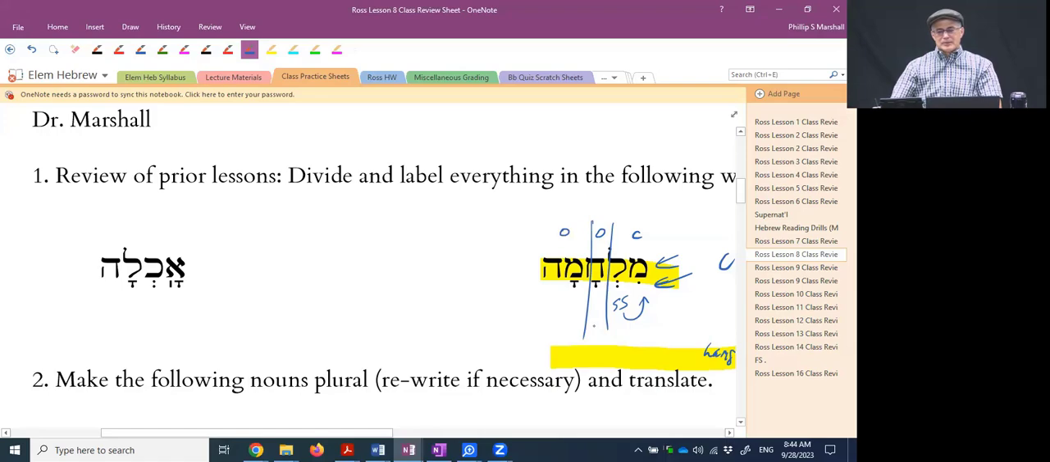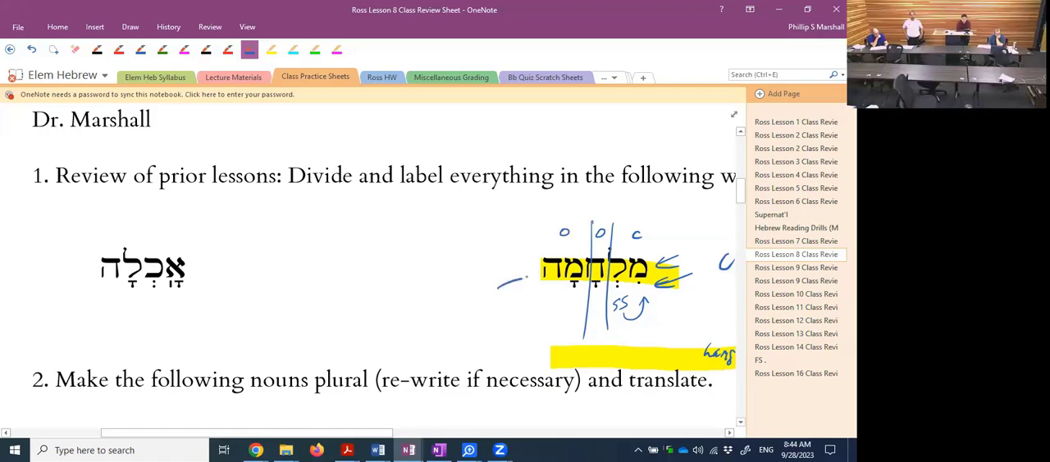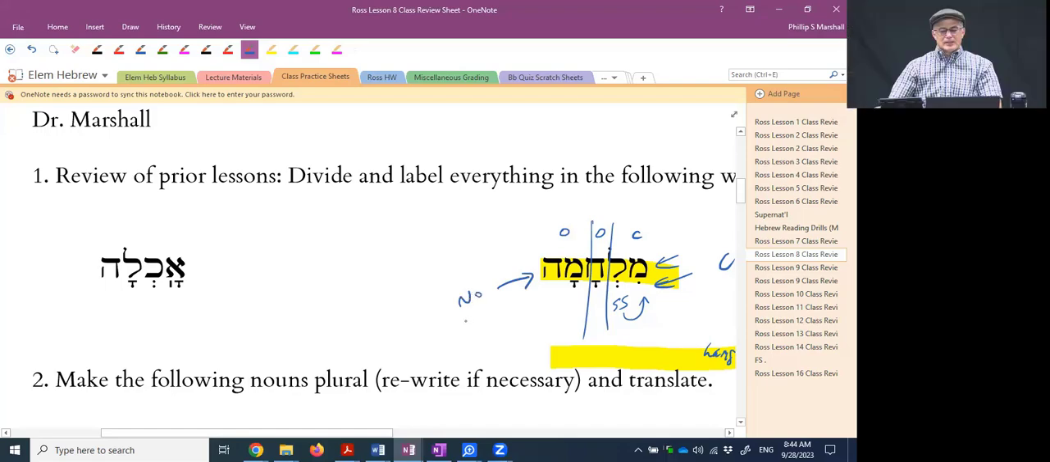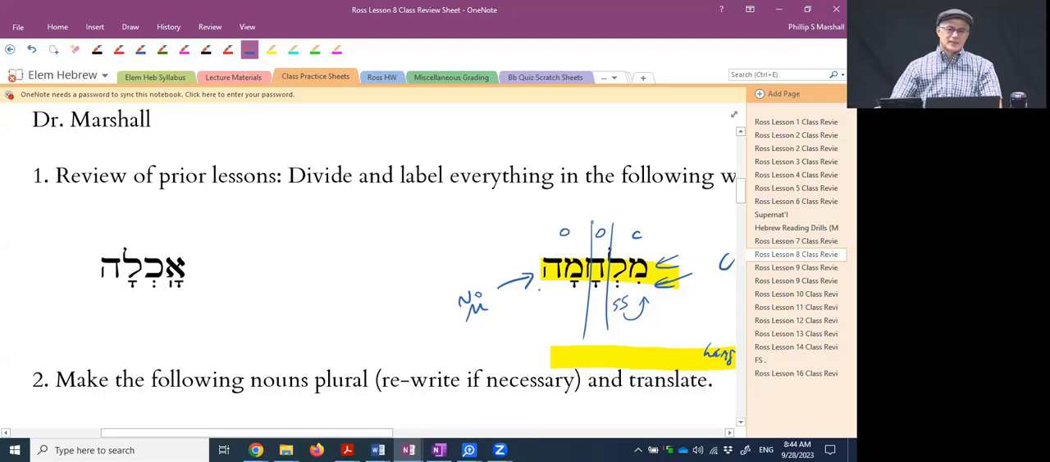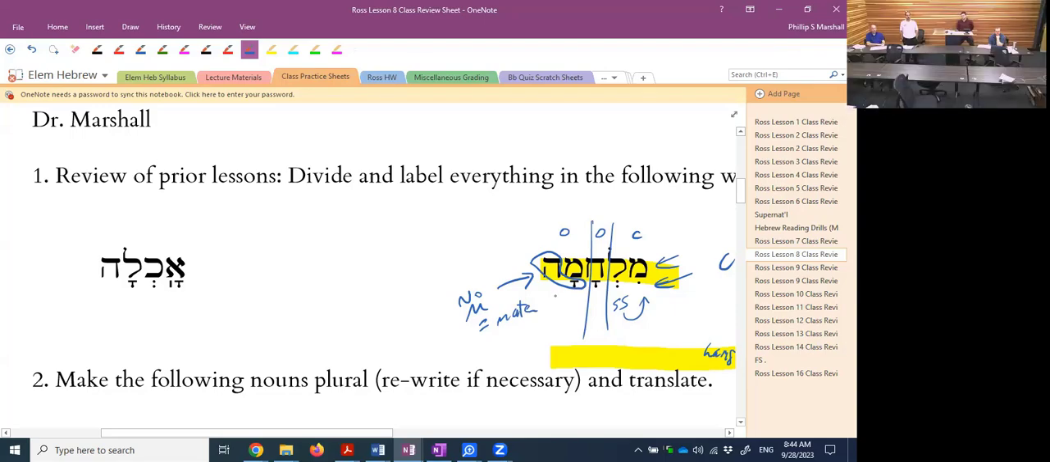How do I know it's not closed? I would say no mapik. No mapik. If there's a mapik, the hey is a consonant, and it's closed if there's a mapik and the hey is a consonant. There's no mapik, therefore that's a mater hey. If it's a mater, then the vowel is kamets. Consonant, kamets, vowel. So that is what? Open. It is open.